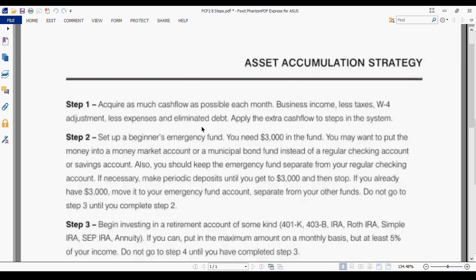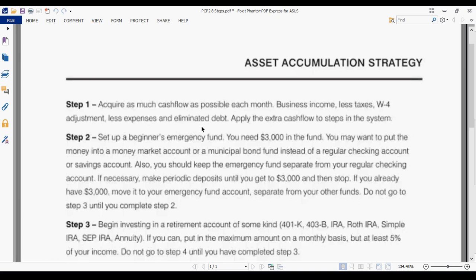So you guys, if you listen to everything that it just said, this is actually a checklist. After you've accumulated as much cash flow as possible, step number 1, you want to set up your emergency fund, which is a minimum of $3,000. If you do not have $3,000, do not move to step number 3. Now, the $3,000 can come from several different places, you guys. The W-4, lowering your expenses, eliminating your debt, or making more money. This is what you got to understand.